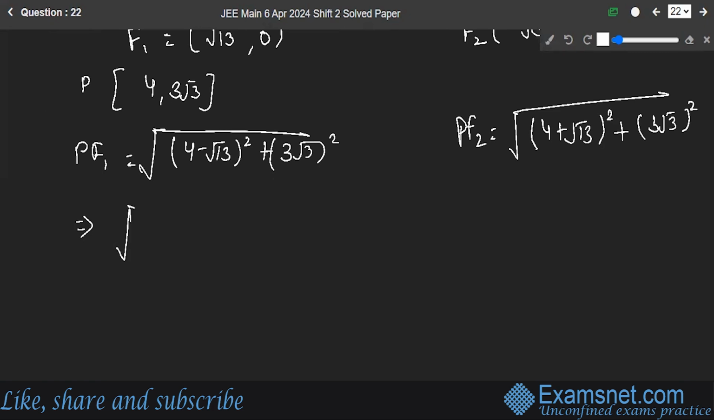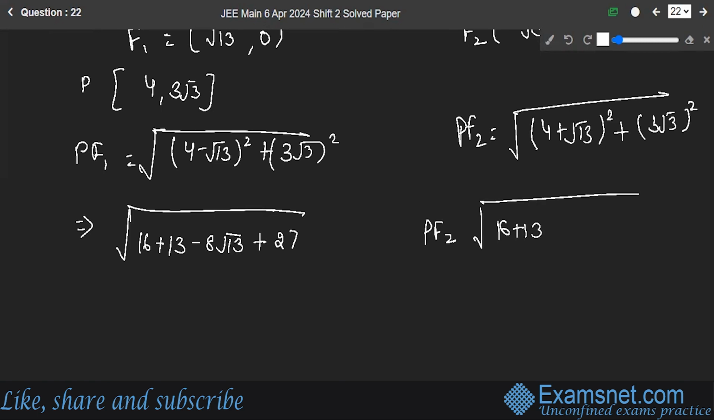You will have this as a squared, b squared minus this plus this is 27, correct? And similarly, your PF2 is equal to a squared, b squared plus this, correct? So you will have this as 56, right? Minus this.